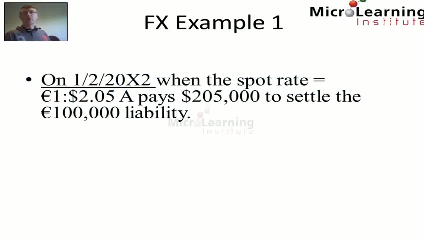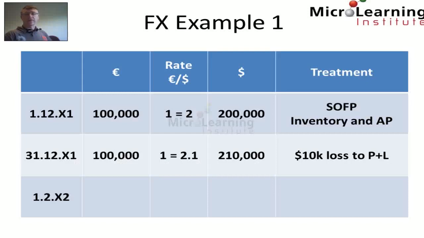Now, next we're told that on the 1st of February 20x2, when the spot rate is €1 to $2.05, A pays $205,000 to settle the €100,000 liability. So let's look at this. It's the 1st of February 20x2. We eliminate the €100,000 liability.